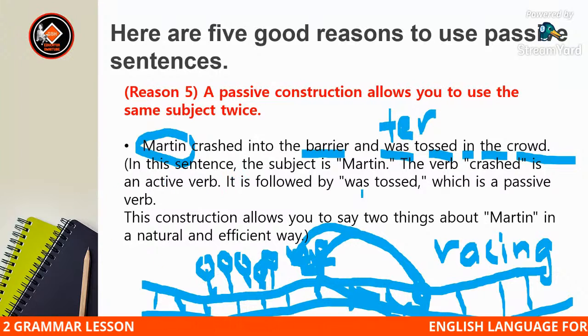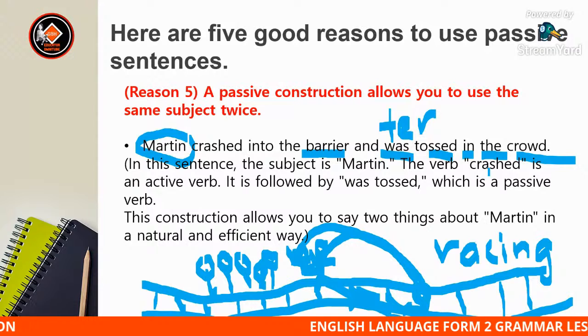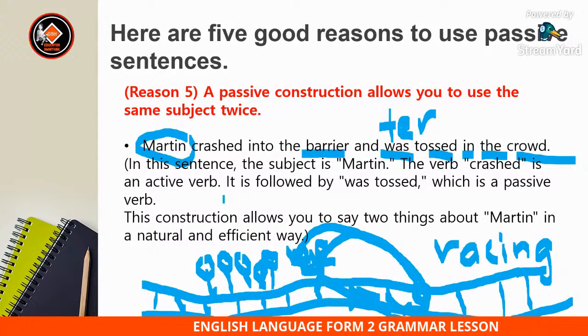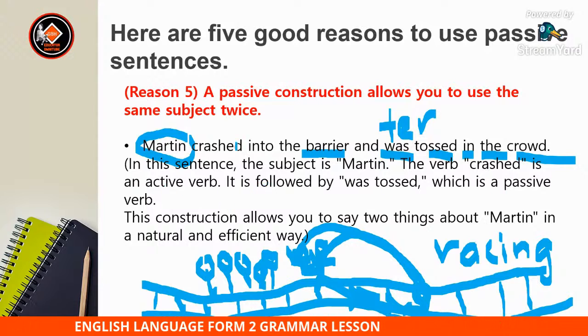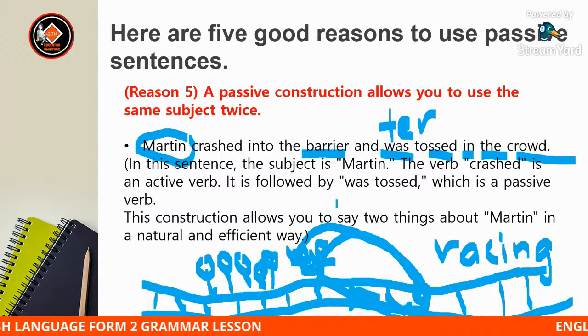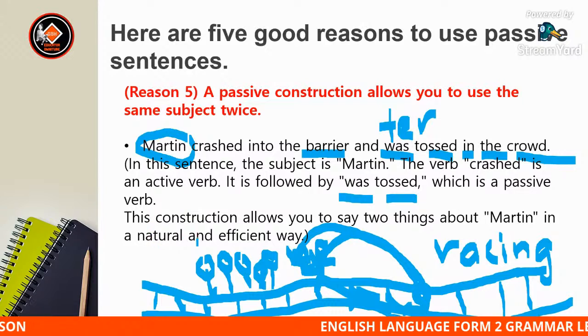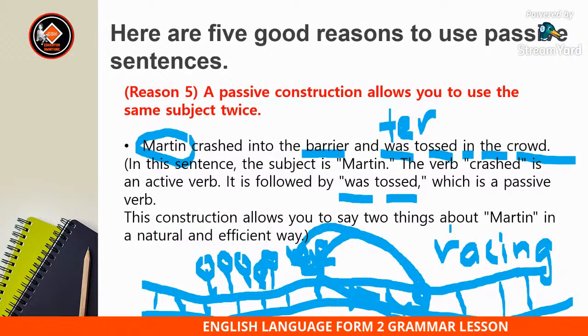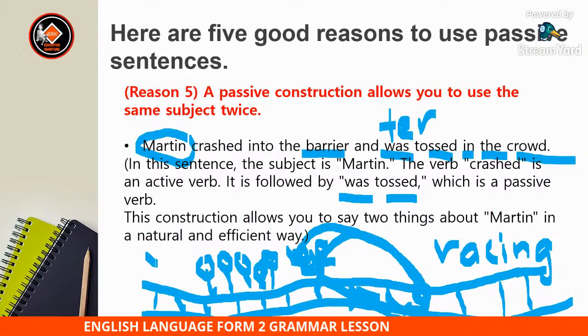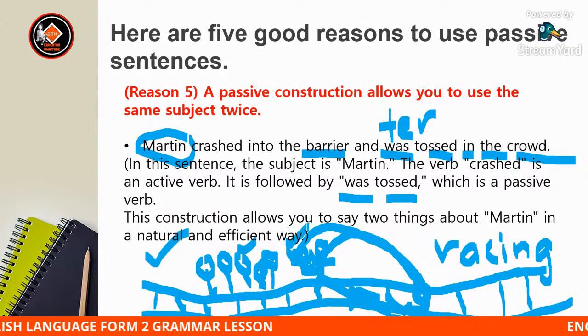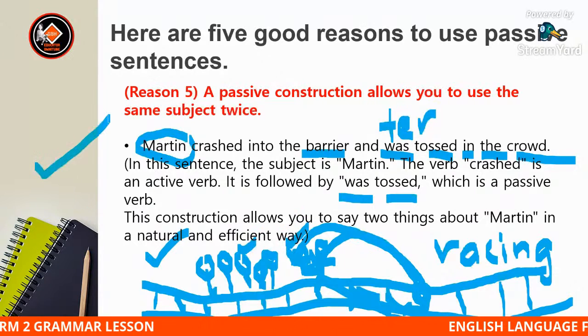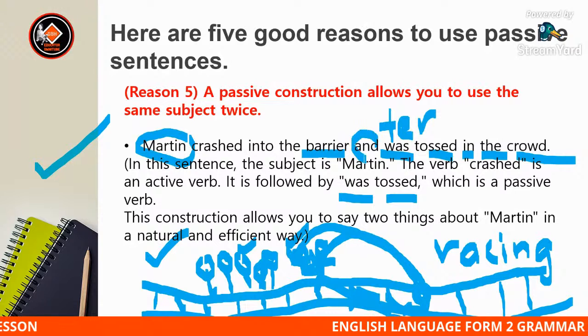So in this sentence, the subject is Martin, correct? The verb crash is an active sentence, sebab dia terlanggar, dia melanggar. It is followed by was tossed, which is a passive verb. So these constructions allow you to say two things about Martin in a natural and effective way. So you can write two sentences. You can combine them with the word and.